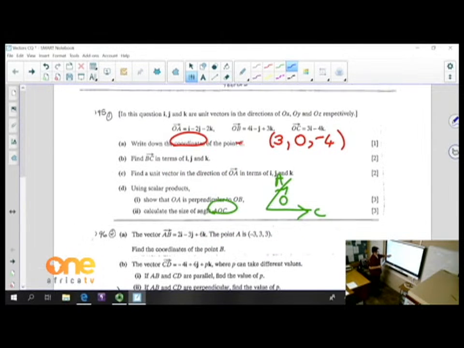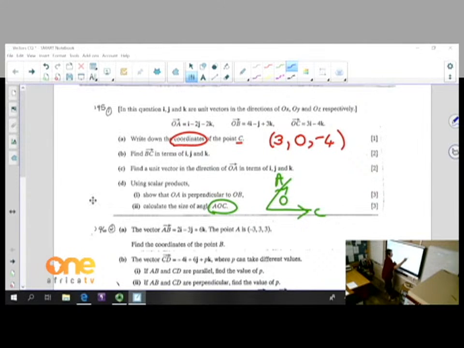Okay, so here's the next one now. The vector AB is 2i minus 3j plus 6k, and the point A is now negative 3, 3, 3. So you've got a vector and coordinates, and we have to find the coordinates of the point B. So now it means we move from this point A with a vector to B. So you're going to add them.